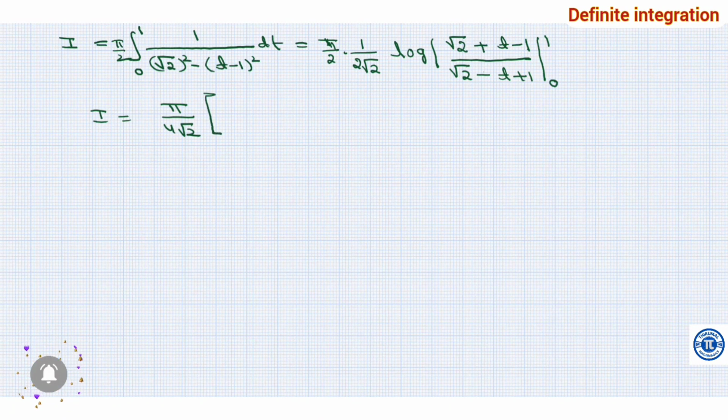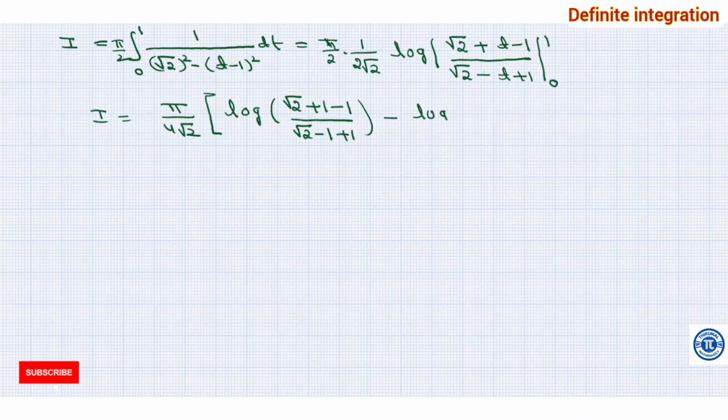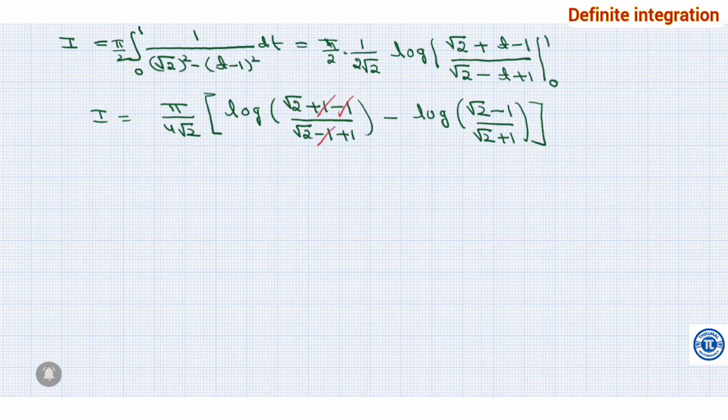Okay, here apply the upper limit first: log of root 2 plus 1 minus 1, substitute t value, plus 1 minus 1 by root 2 minus 1 plus 1. Now write the lower limit: log of mod root 2 plus 0 minus 1, that is minus 1, by root 2 minus 0 plus 1, is root 2 plus 1. Here plus 1 minus 1 cancel, minus 1 plus 1 cancel, and root 2 also cancels, is equal to 1.